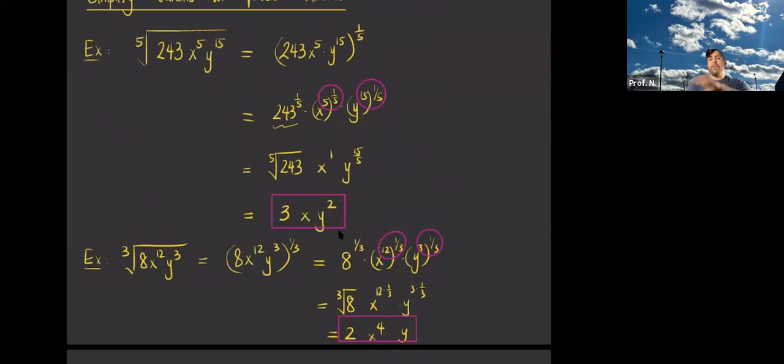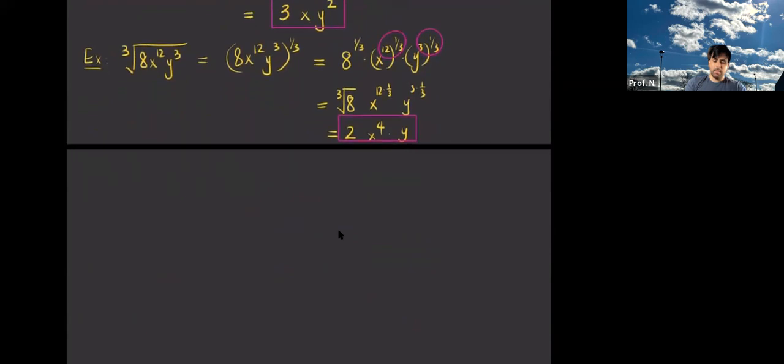So again, we're going back and forth with radical expressions and fractional exponents. We should be able to go back and forth at any moment. Now, before we continue, though, there's one thing I need to make mention of. This is an important note here.